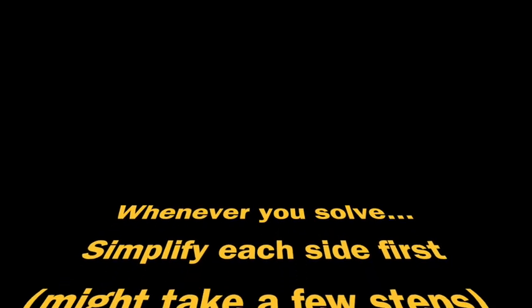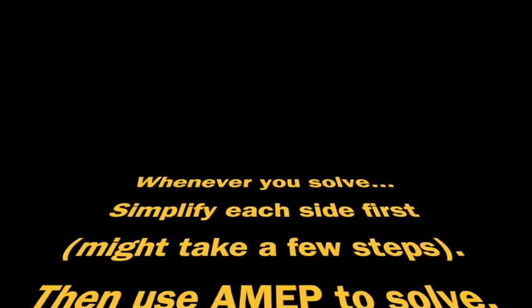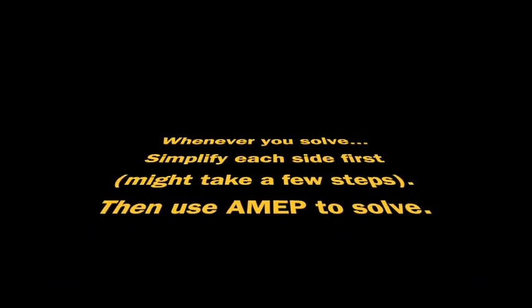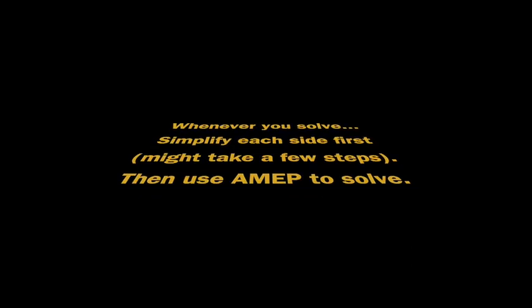So to summarize this lesson, whenever you're solving, make sure you simplify each side first. That might take a few steps. Once it's simplified, you can use a map to solve. If you came away with any other takeaways from this lesson, write them down now. Otherwise, this lesson's over.